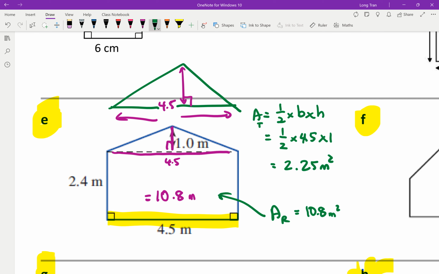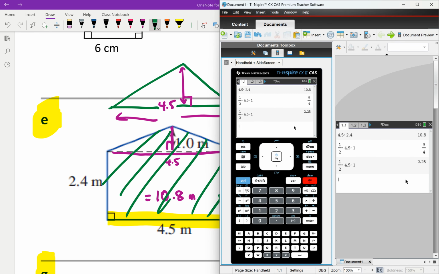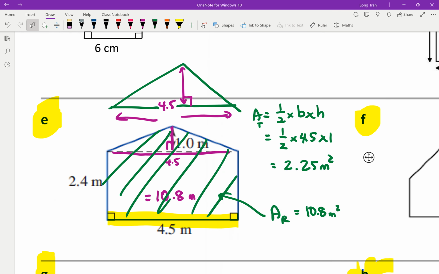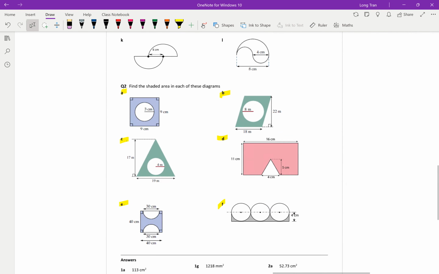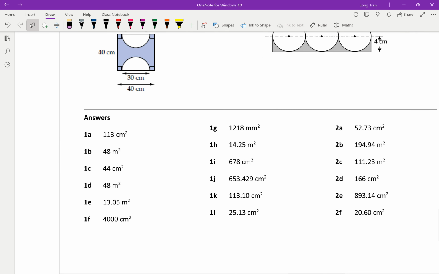But together, we want to know the total area. So it has to be 10.8, which is what we had before, plus 2.25, which gives us a total of 13.05. Okay, so the total area is 13.05 square meters. And you can check your solutions at the end of your sheet. You can see that, which one is it? There we go, 13.05 square meters.